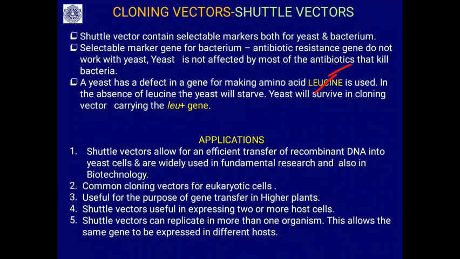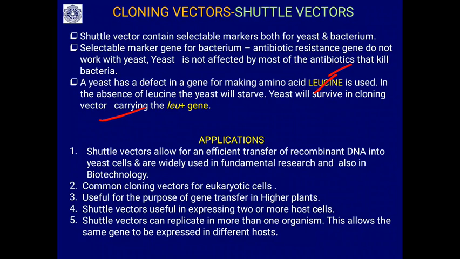So in the absence of leucine, the yeast cells will starve and die. So the yeast carrying the cloning vector with this gene will survive, because the leucine is produced. This is what you can see: we can select the recombinant yeast cells which are carrying our gene of interest with the help of this selectable marker.